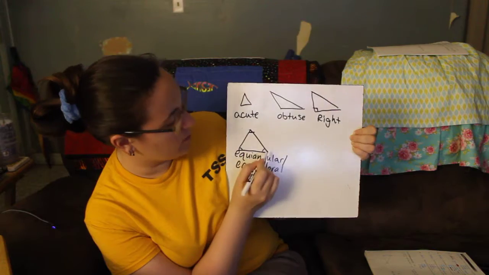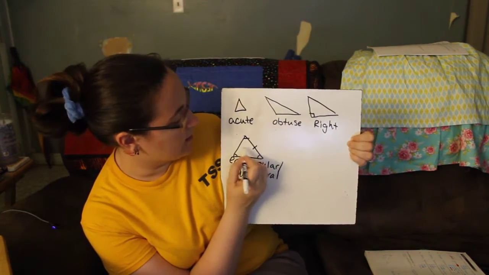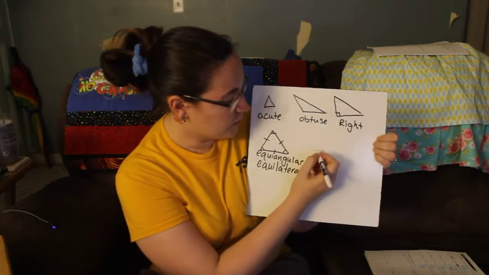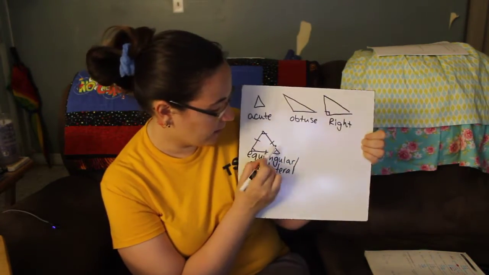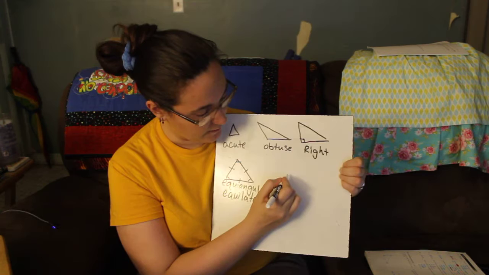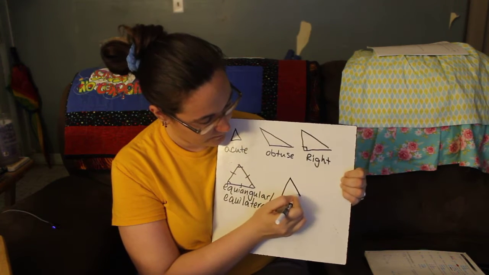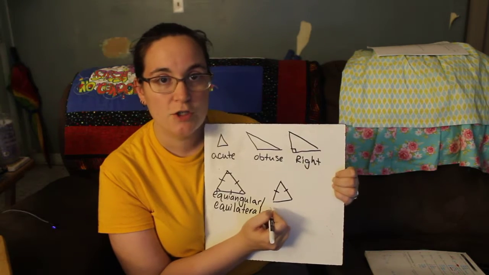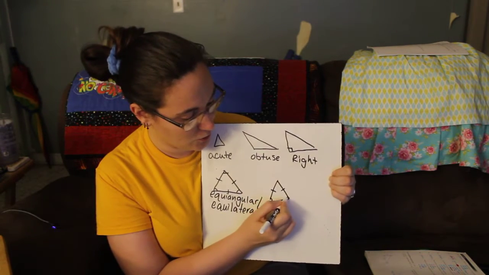Because it not only has the 3 equal angles, but it has the 3 equal sides. Okay? In this too, we have equilateral, has 3 equal sides. We also have isosceles, which is where it has 2 equal sides, 2 equal sides, also 2 equal angles.